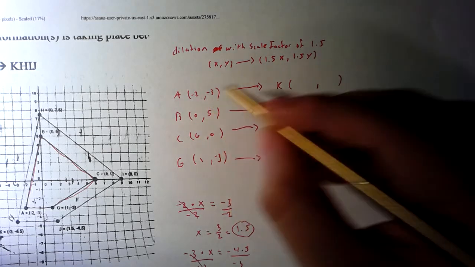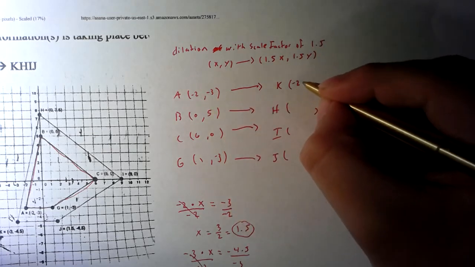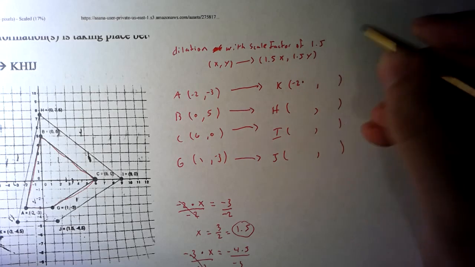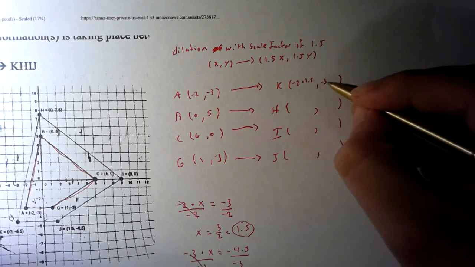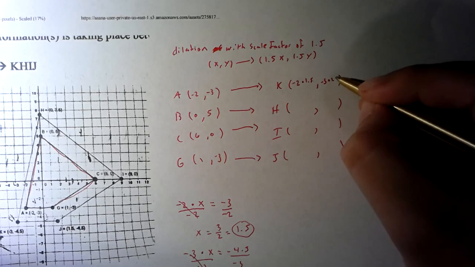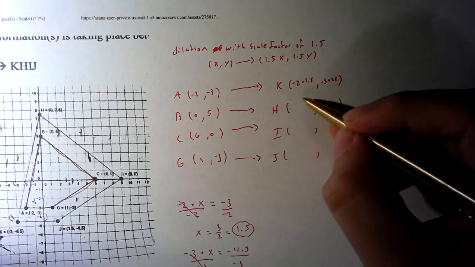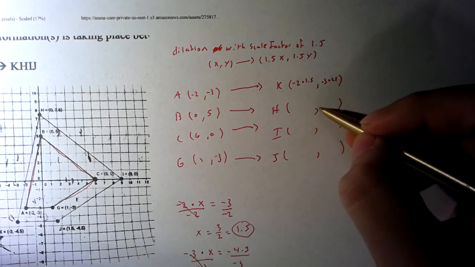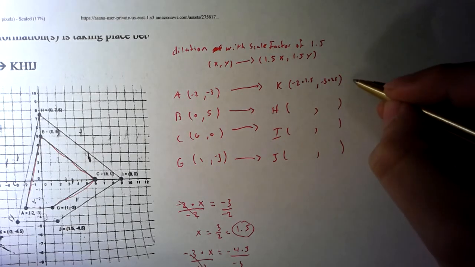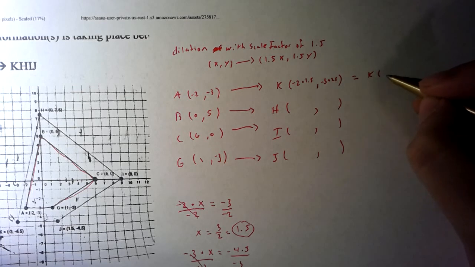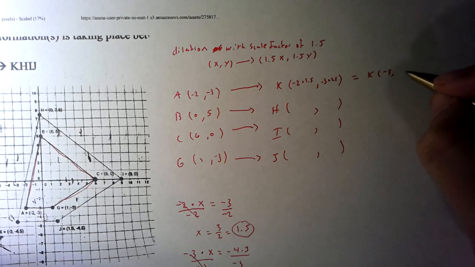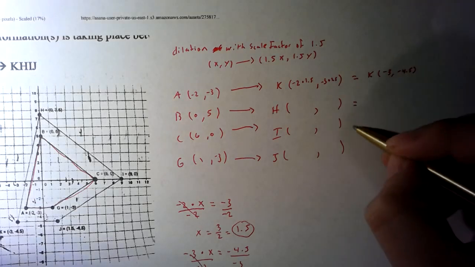And this one would be -2. So let's actually write it like that. Times or multiplied by 1.5 and then -3 multiplied by 1.5. So we're actually going to write the multiplication for each point. And then we could put equals and then K and then write the final answer, which is over here is -3 comma -4.5. So I'm going to put these little equal signs here.